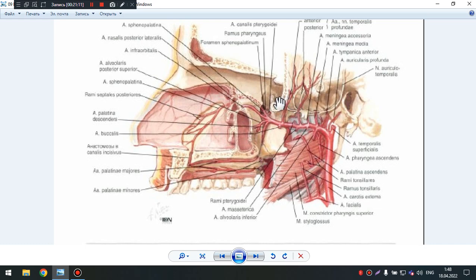This is the pterygopalatine part of the branches on the pterygopalatine part of the maxillary artery.